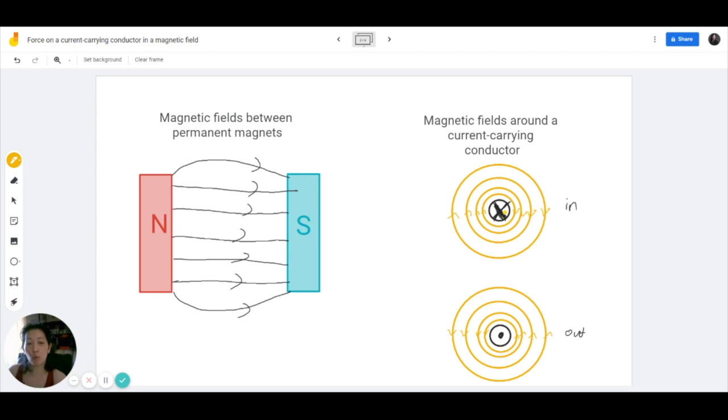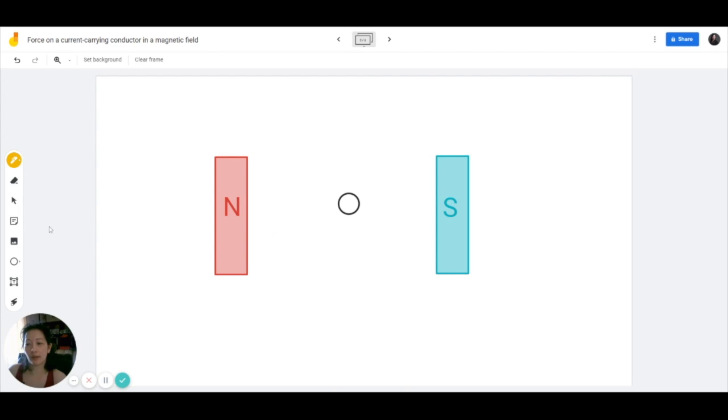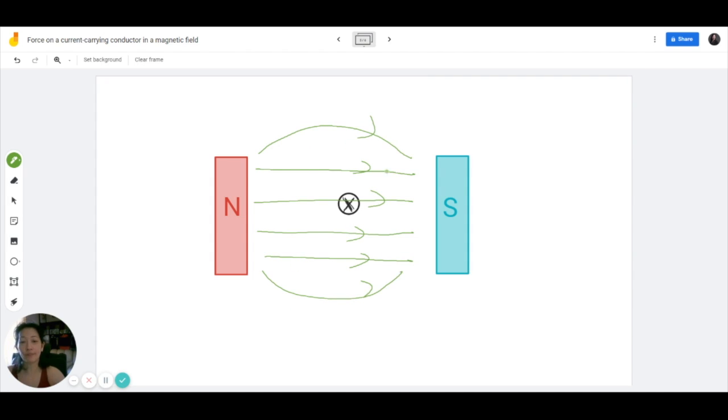Now imagine that we take one of these conductors and we place it inside the field between the permanent magnets. So we've got this wire here. Let's have the current flowing inwards for this one. Okay. So if we recall the magnetic fields that exist here, first of all, we have the magnetic fields between the permanent magnets. I'm just going to sketch the basic magnetic fields first, which are the straight line magnetic fields between the north and south permanent magnets, and the magnetic fields that exist around the current carrying conductor, which are circular. And if we recall, in this case, they're going clockwise.